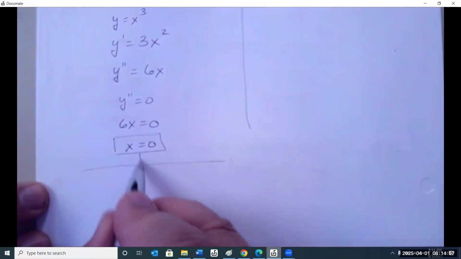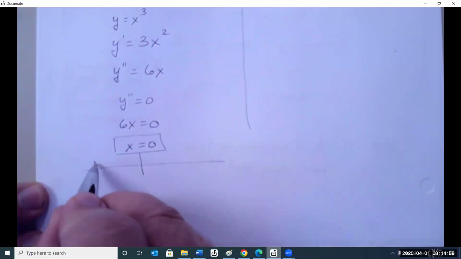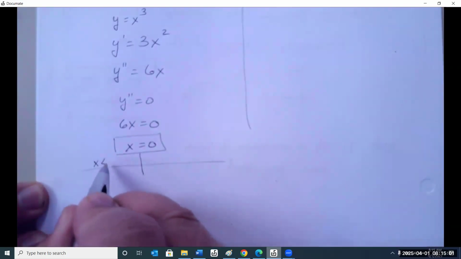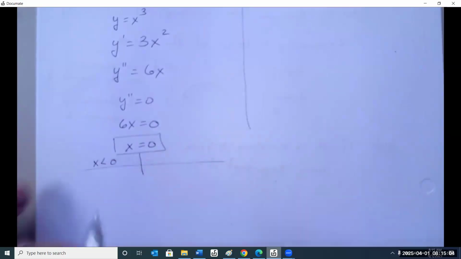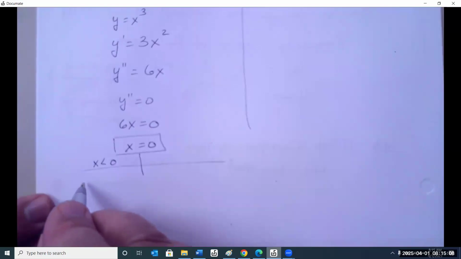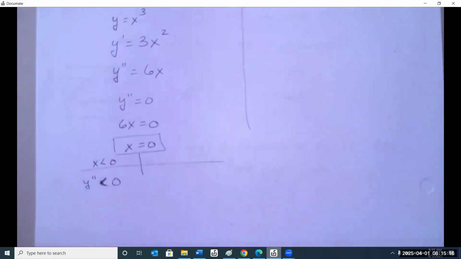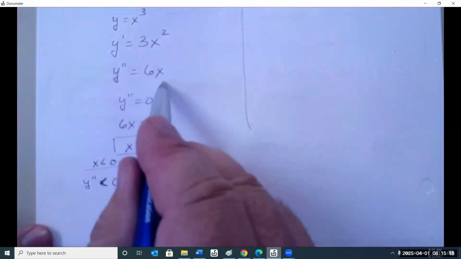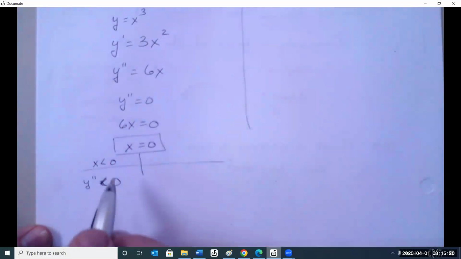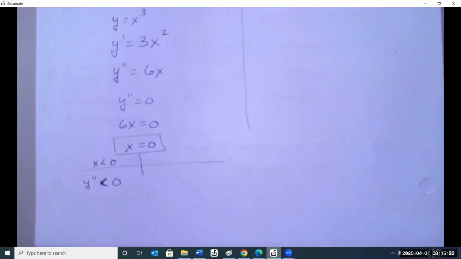So now we know that our graph, if x is less than 0, what's my second derivative going to tell me? Right. Since my second derivative is 6x, if I put in a negative number, it's negative. So the second derivative is negative.